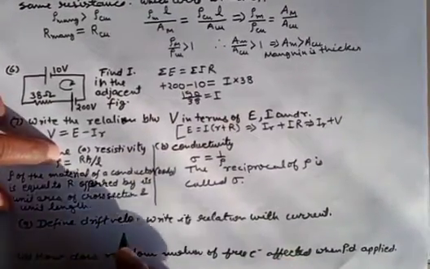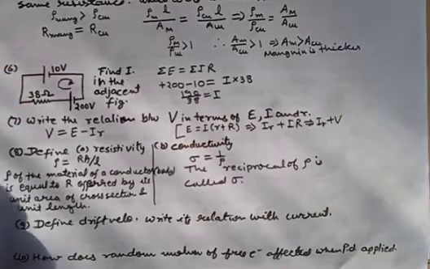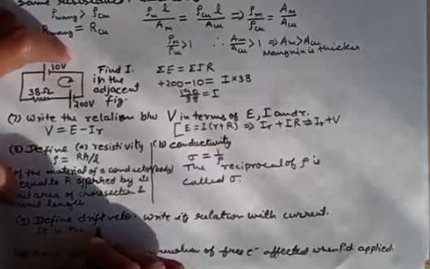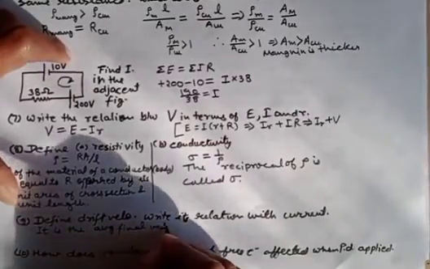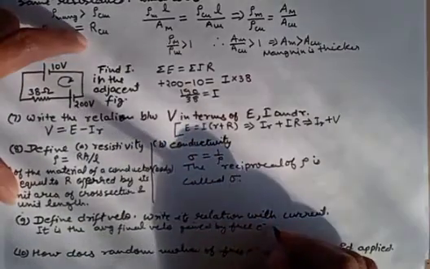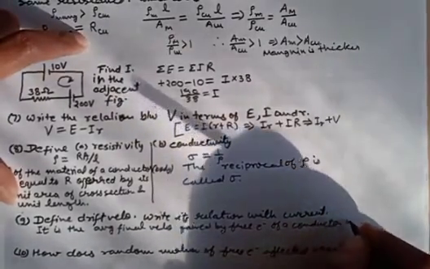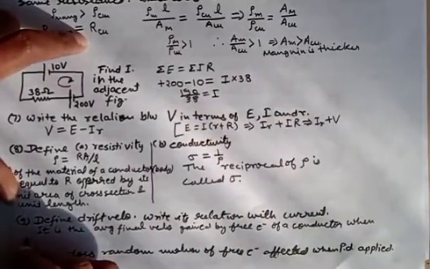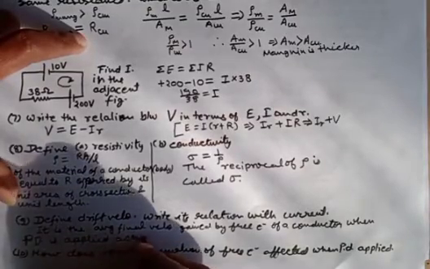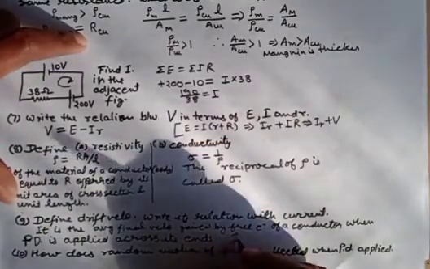Next, define drift velocity. There are different definitions for it, but if you see my video on it, I have defined it in that way by which you can derive its formula also. So, it is the average final velocity gained by free electron of a conductor when potential difference is applied across its ends. That's all. Okay, write its relation with current. So we have done it earlier.